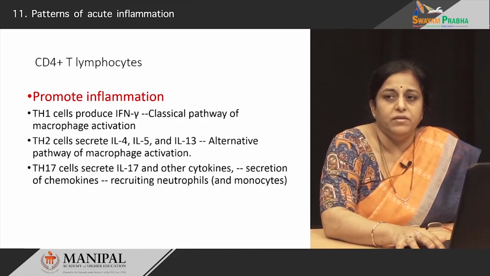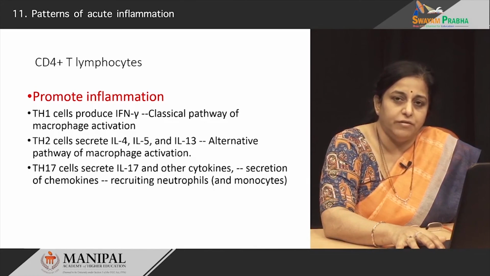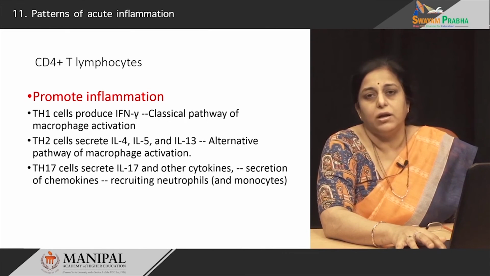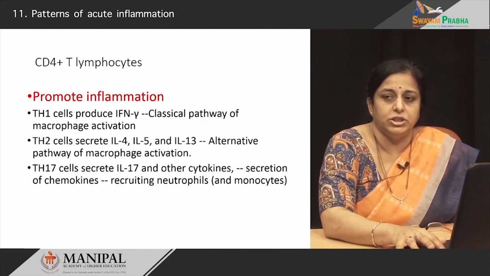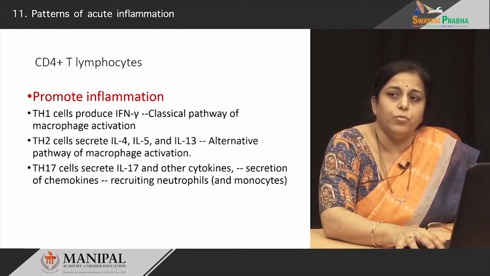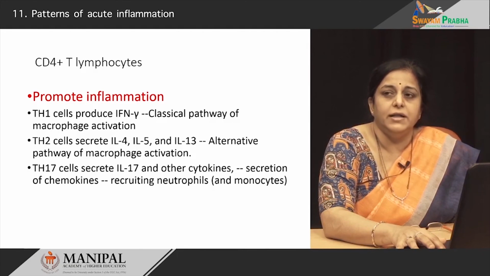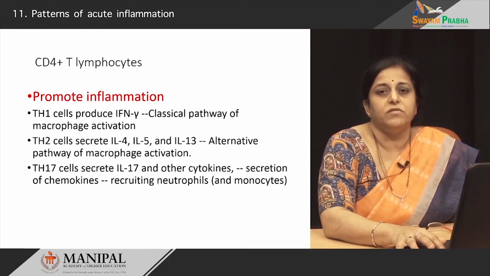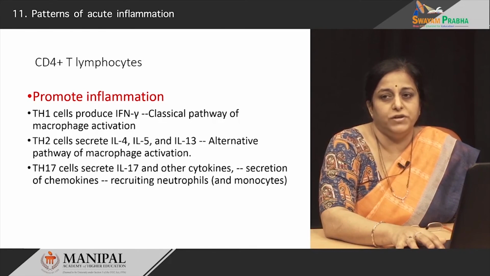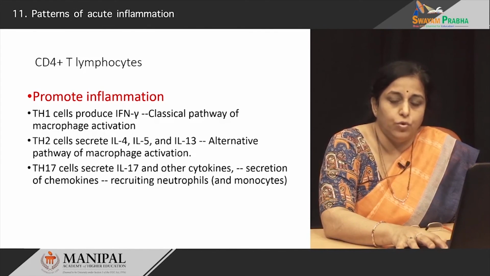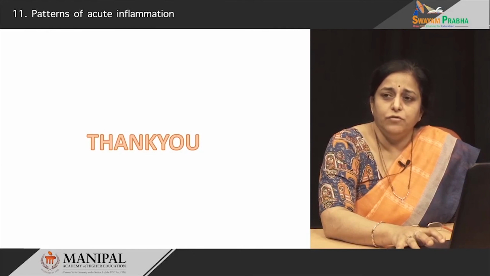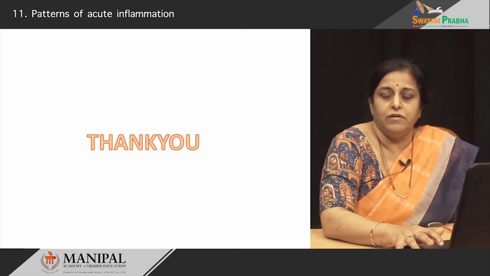Now, T helper 1 lymphocytes are mostly involved in the generation of interferon gamma and they lead to the classical type of macrophage activation. While the T helper 2 are mostly in chronic inflammation, they release interleukin 4, 5 and 13 and are responsible for the alternate pathway of macrophage activation, and the 17 is also produced in acute inflammation. It recruits a lot of neutrophils. So, that brings us to the end of chronic inflammation.